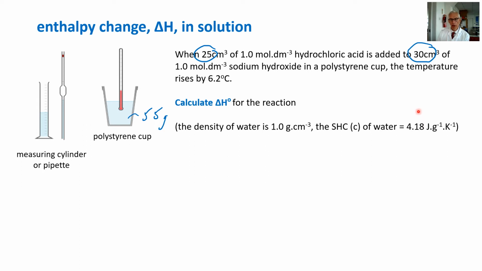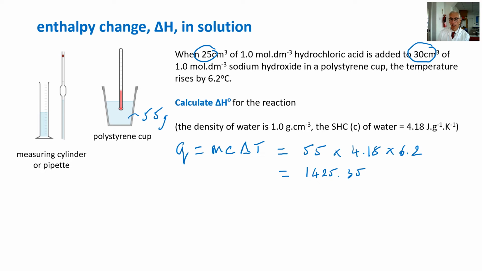So could you pause the lesson and calculate Q? So I'm going to say Q is equal to MC delta T. That's equal to 55 if I keep in grams, times 4.18 times 6.2. That comes to 1425.35 joules. As we started in grams, I'm ending in joules.